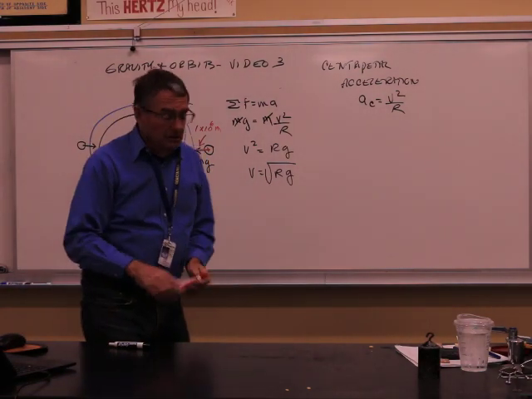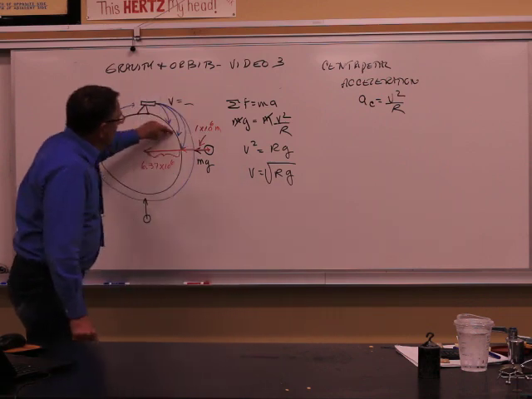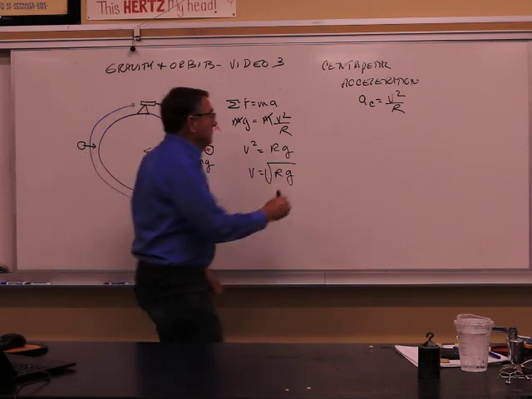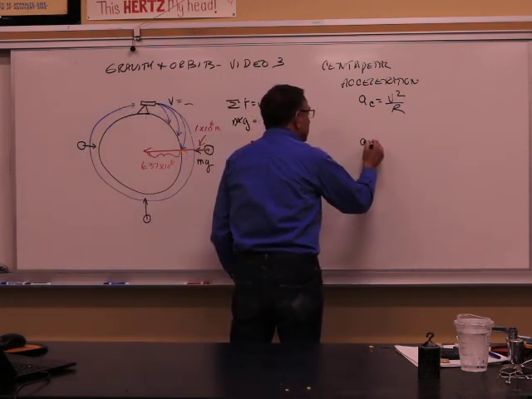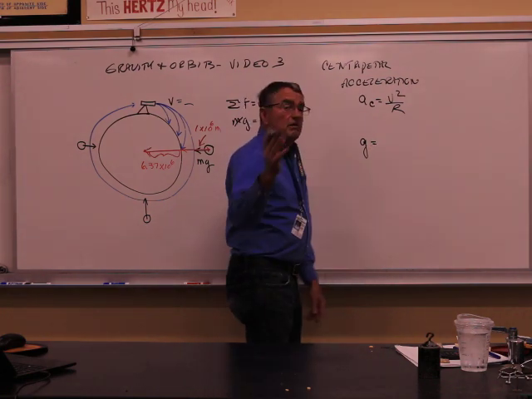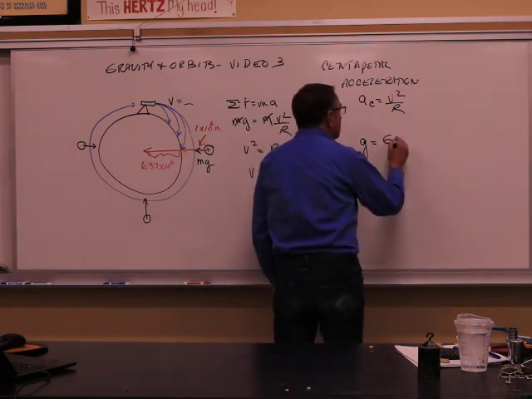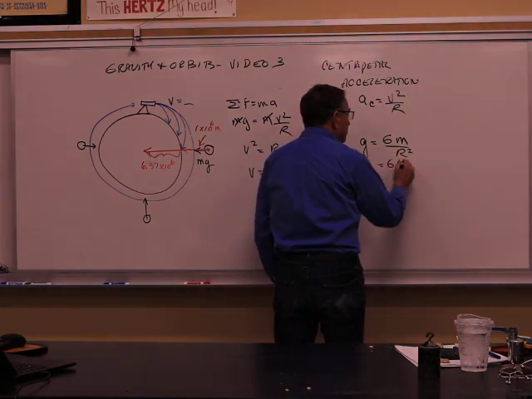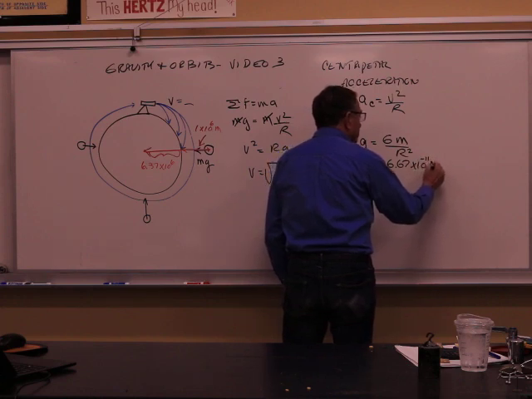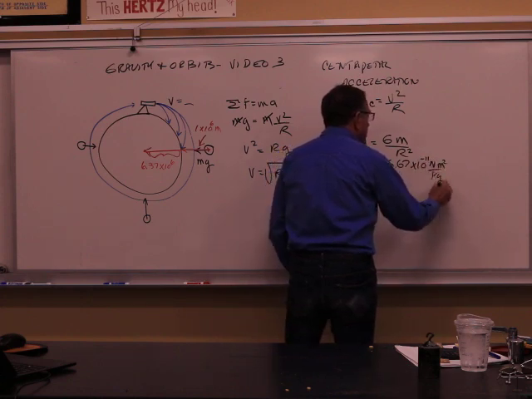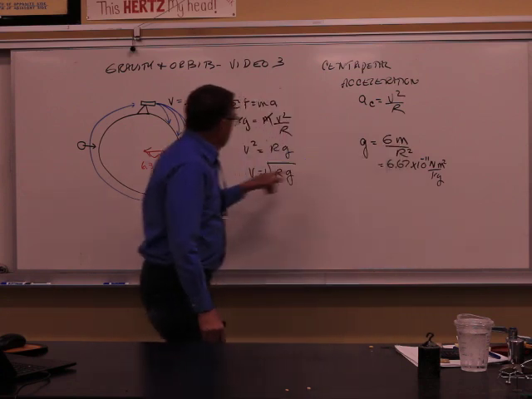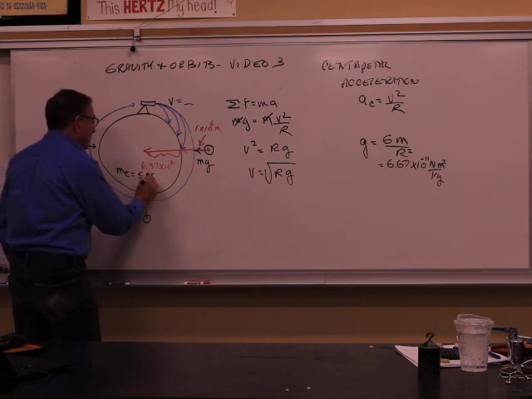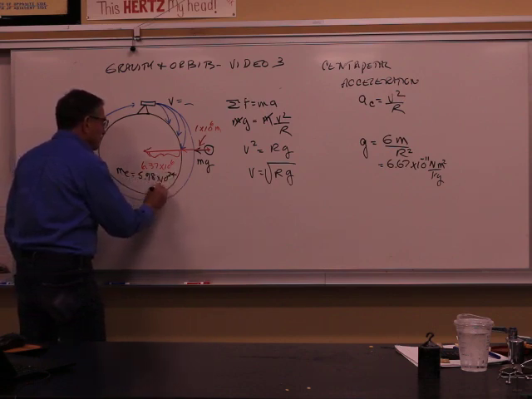What is gravity? Well, gravity on the Earth is 9.8. I don't know gravity here. Stop and compute it. So let's go compute gravity. Gravity from the previous video was capital G M over R squared. Now be careful here. 6.67 times 10 to the minus 11 newton meters squared per kilograms squared. M is the mass of the Earth. Mass of the Earth is 5.98 times 10 to the 24th kilograms.